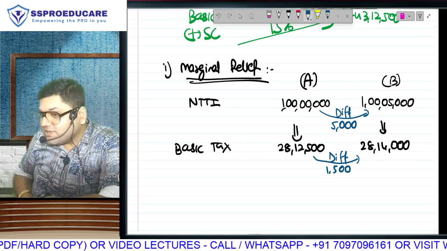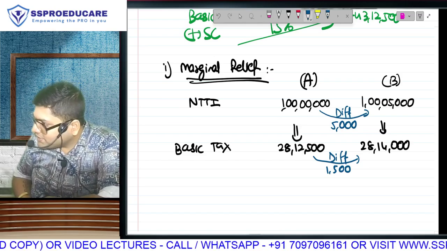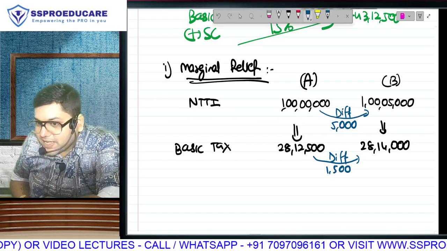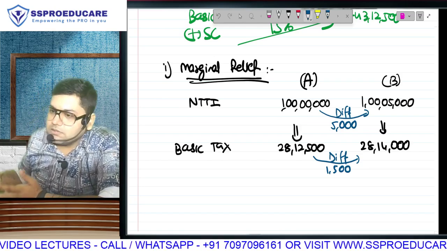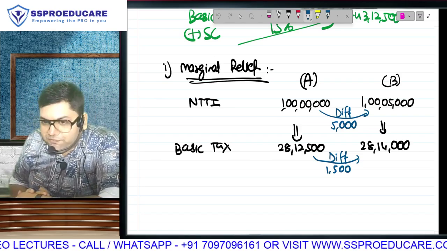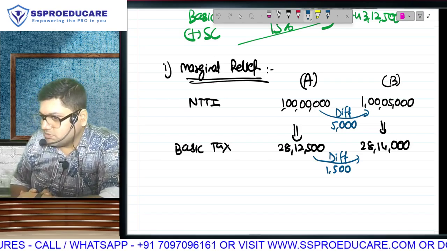What was the difference in income? 5,000. They are falling in 30% rate. So 5,000 will be taxable at 30% and 5,000 ka 30%. Magic. Obviously this difference was going to come. But now will come the problem.